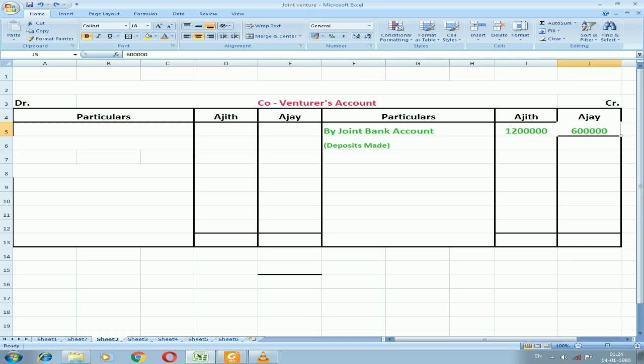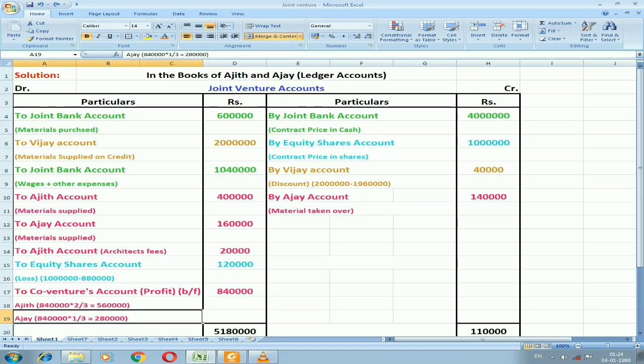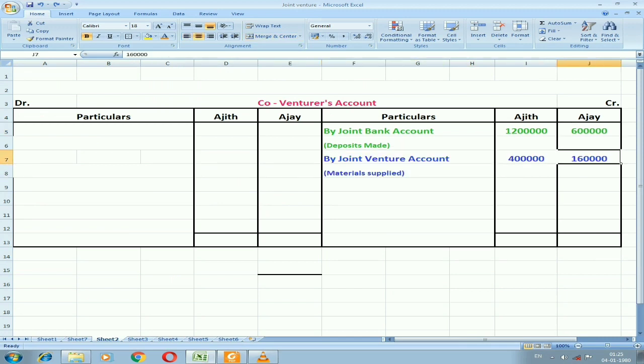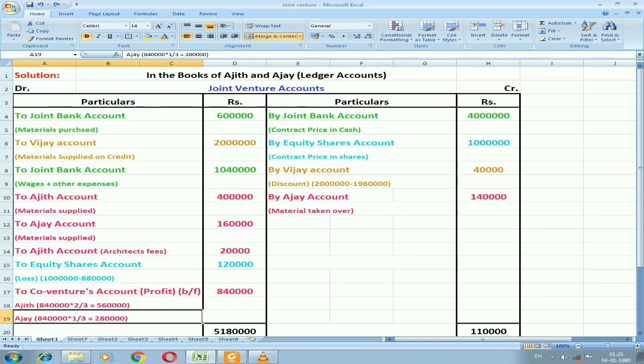Next, after this, whatever the transactions we have from the three accounts, that is joint venture account, equity shares and Vijay, from that we need to transfer. On the debit side of joint venture account, we have to Ajit account material supply, to Ajay account material supply. Both the reasons are same, we can record in one entry only with the name of by joint venture account material supplied, Ajit is 4 lakh and Ajay is 1,60,000. You can make these separate entries. If the reason is same, you can make it in one entry.